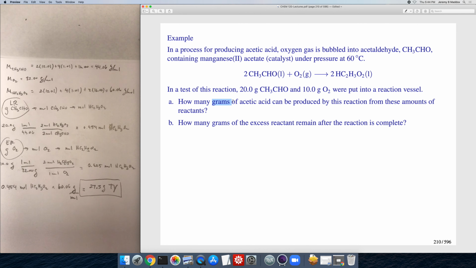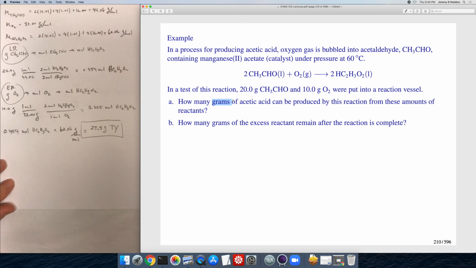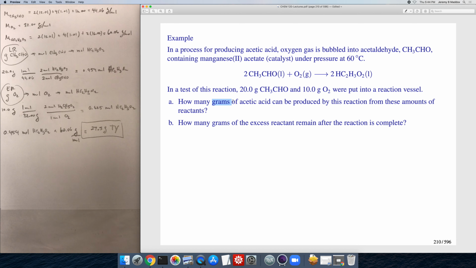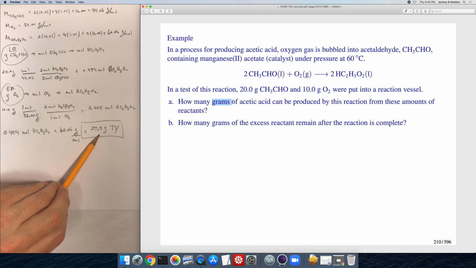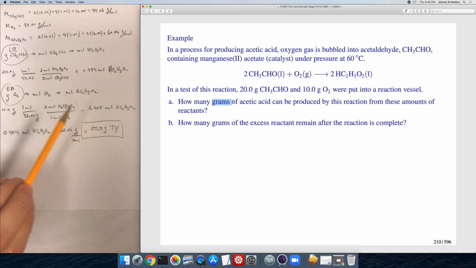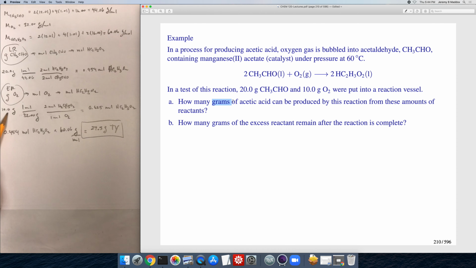Now the follow-up question, part B: how many grams of the excess reactant remain after the reaction is complete? So we started with 10 grams of oxygen. Now some of that oxygen is going to react to produce this many grams of acetic acid. And if you take the amount of oxygen that reacts and subtract it from the 10 grams, then that's going to be the amount of oxygen left over.